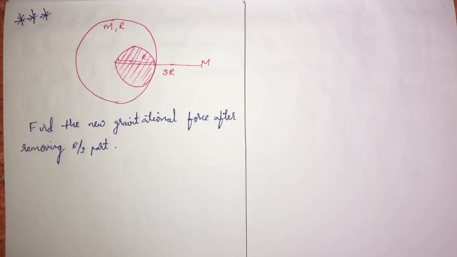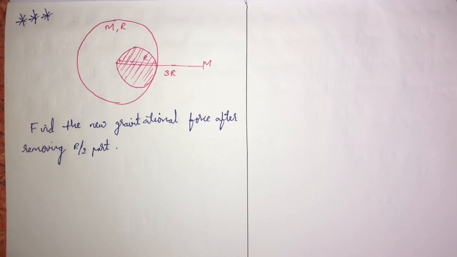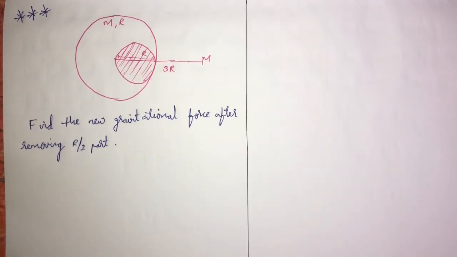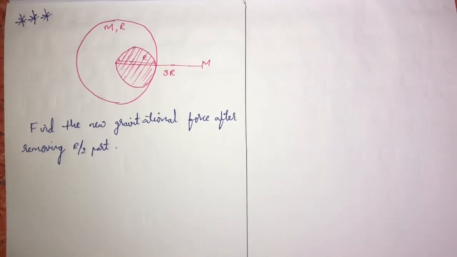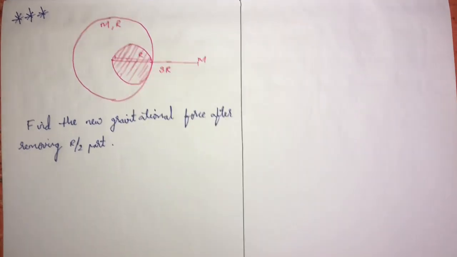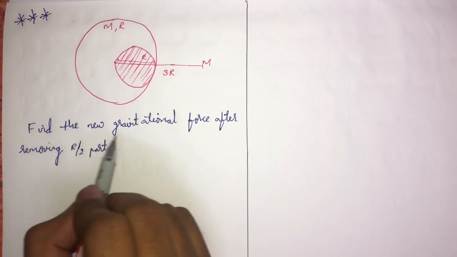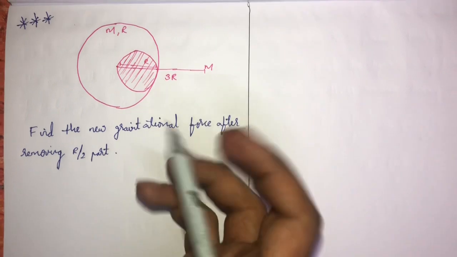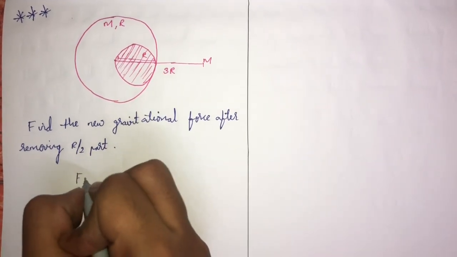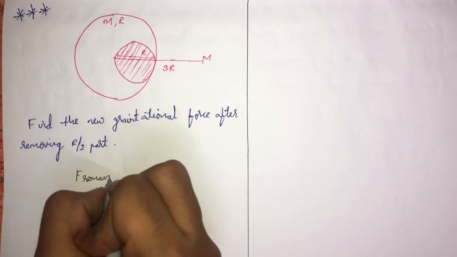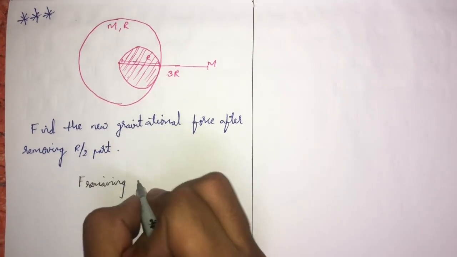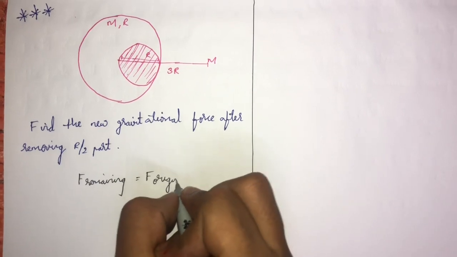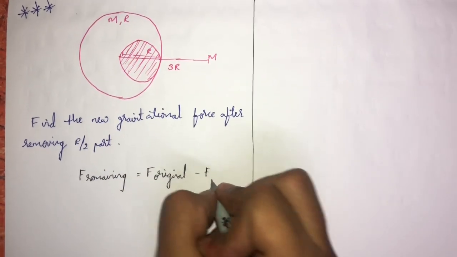Listen to this problem very carefully. This is one of the most expected NEET questions. Already in previous papers we got this question in the mains. So understand carefully. Here they ask us to find the new gravitational force after removing an r by 2 part. So F remaining will be equal to F original minus F removed.